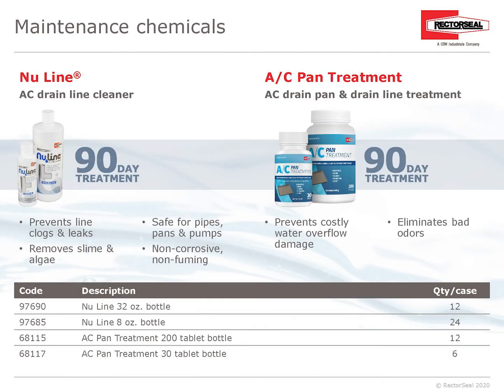Maintenance chemicals, new line AC drain line cleaner. Prevents line clogs and leaks. Removes slime and algae. It's safe for pipes, pans, and pumps, and is non-corrosive, non-fuming. Available in a 32-ounce bottle, 12 per case, and 8-ounce bottle, 24 per case. The AC pan treatment is an AC drain pan and drain line treatment, a 90-day treatment. Prevents costly water overflow damage, eliminates bad odors. The 200 tablets is available 6 per case, as well as 12 per case.